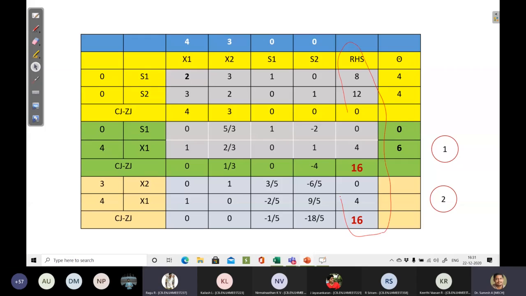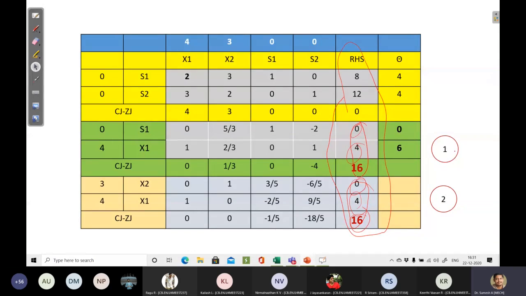But you see the previous iteration. What happened? You see the present iteration. What happened? Same repeated, sir. Yes, the same repeated results are appearing. Here also X1 is 4, S1 is 0. It means S1 is a non-basic variable, no need to consider. Here it is modified: X1 is 4, Zj is 16, and again X2 is 0.